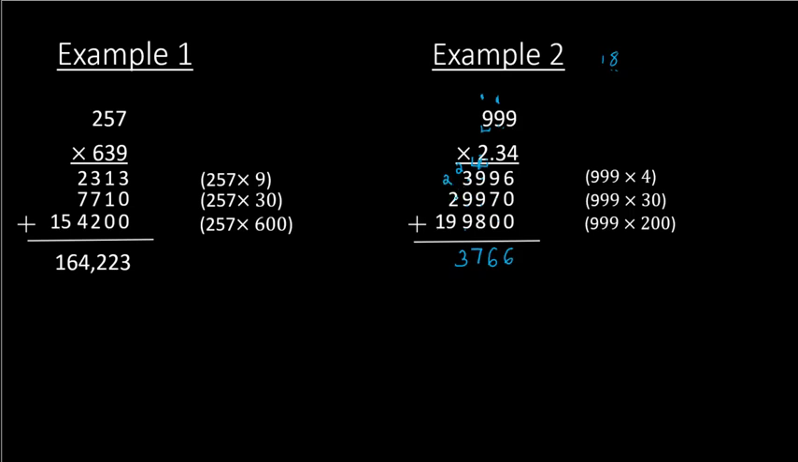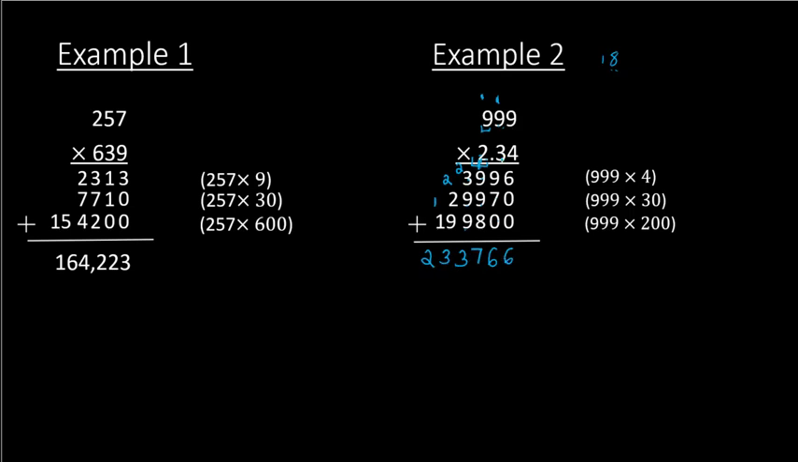Now we have 2 plus 2 plus 9, which is 13. So we take the 3 from 13, put it here, and then carry the 1 to the next column. Now we have 1 plus 1, which is 2. So the digits that we have are 2, 3, 3, 7, 6, 6.